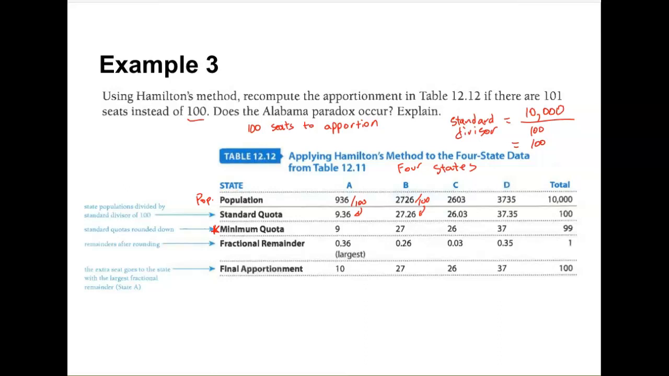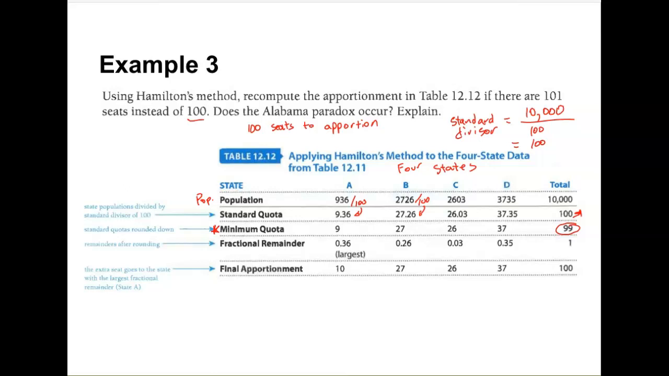We then add up our seats from our minimum quota and see if there's even a problem. If those add up to how many seats we have to give, that's great, we're done. But if you add those up across, we've only apportioned 99 seats. We have 100 seats to apportion, so we still have to give away 1 seat, right?